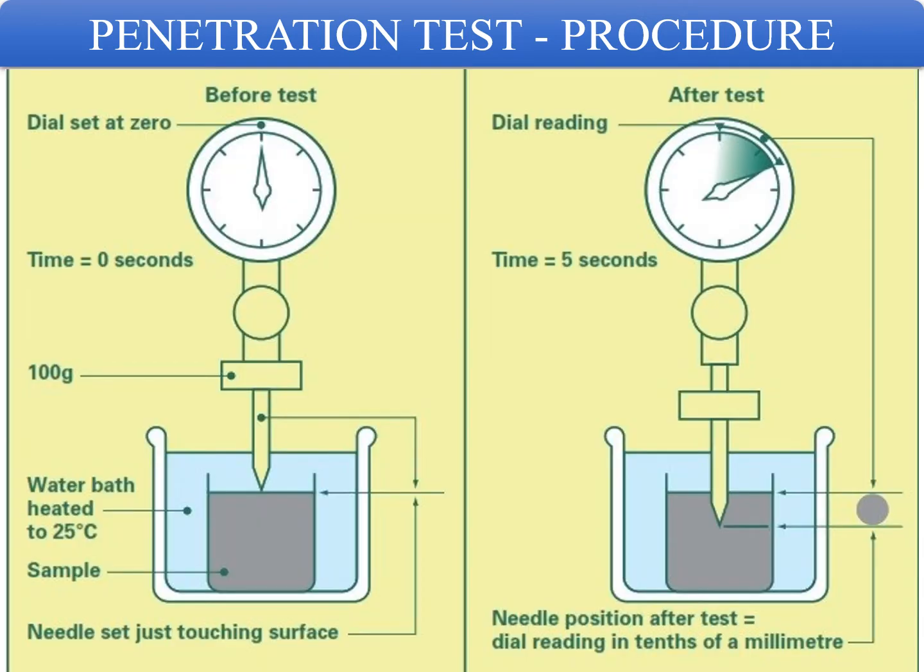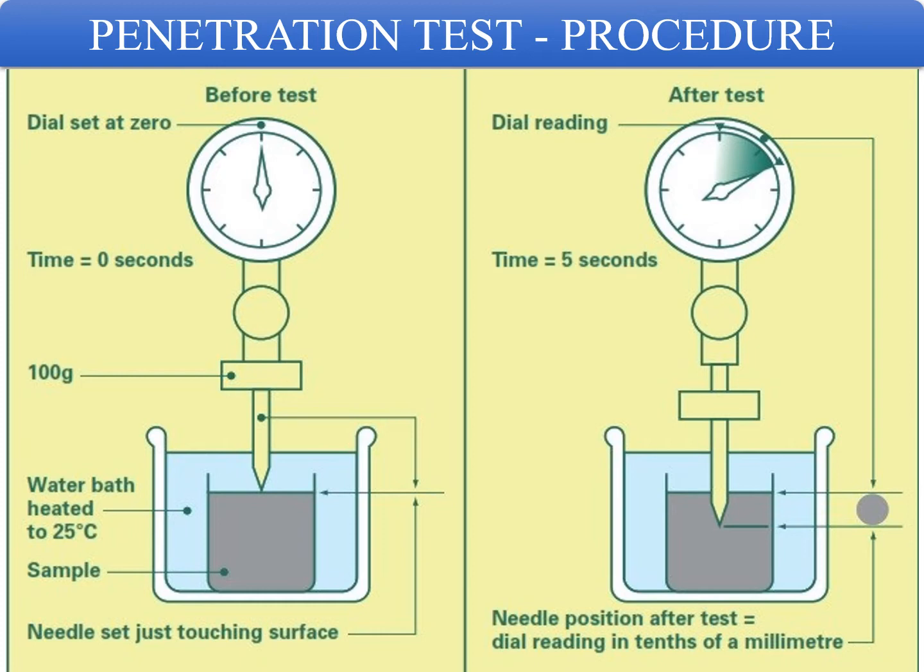The figure shows the schematic representation of the penetration test to be conducted on bitumen samples and the procedure which was detailed in the previous slides. On the left hand side, you can see the test arrangement before the test, and on the right hand side, you have the test arrangement after the test. In the left hand side figure, you can see that the dial gauge is set to 0, or in the absence of a 0 point set, you can always choose the initial reading also.